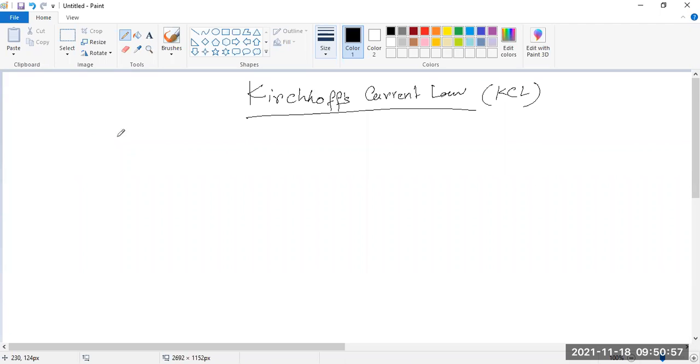The summation of all current in a node is equal to 0. So just remember, the summation of all current in a node is equal to 0. Okay, so this is the main statement of Kirchhoff's law.